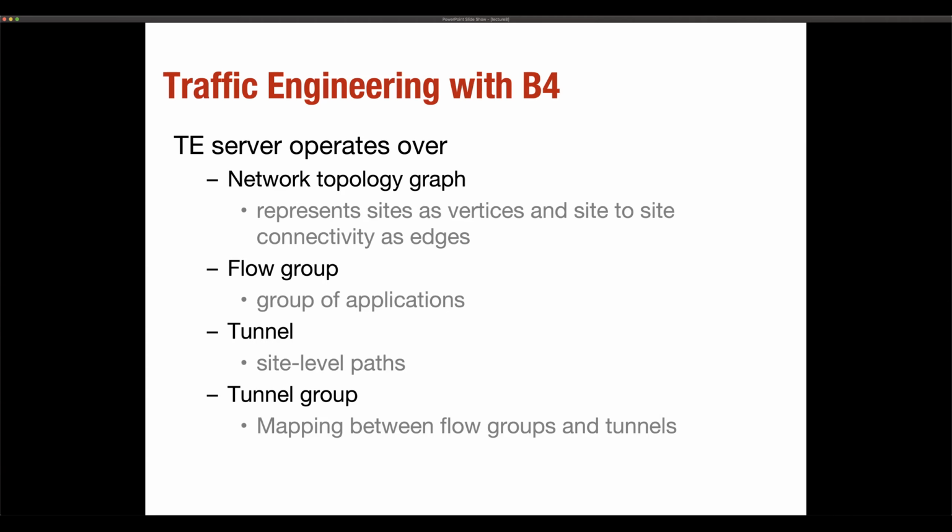Then you have these tunnels, which are basically the site level paths, so different possible paths that you have between each of those sites. And then finally, it is computing the tunnel groups, which is the mapping between the flow groups and the tunnels. I'm not going to get into the details of this traffic engineering problem, but if you are interested in linear algebra, there are very nice formulations in the SWAN paper. It's an integer linear program optimization. It is NP hard, so they have proposed some optimizations as well. If you're interested, I would highly recommend reading the SWAN paper.